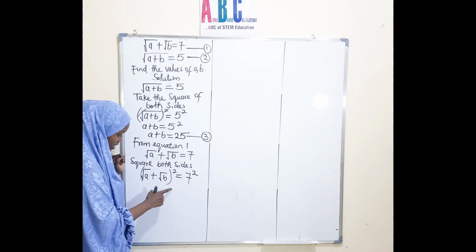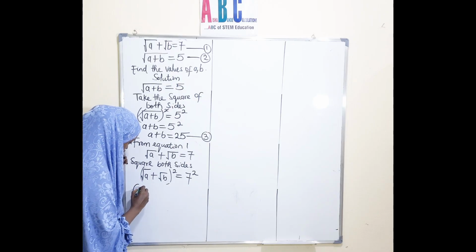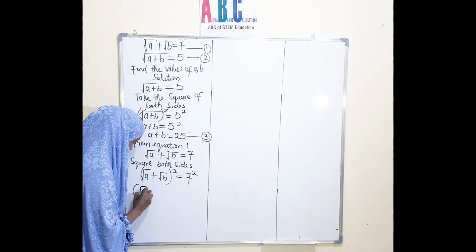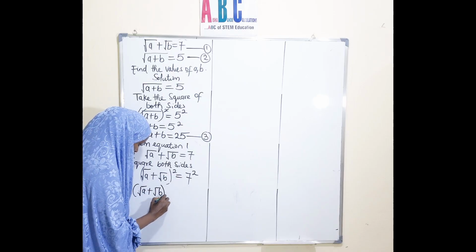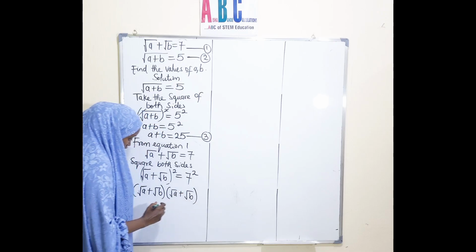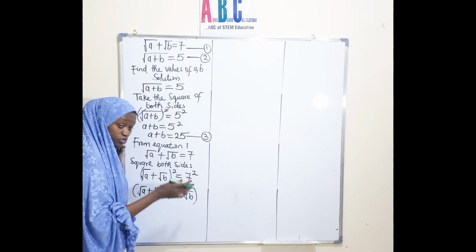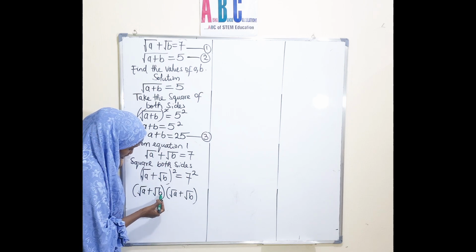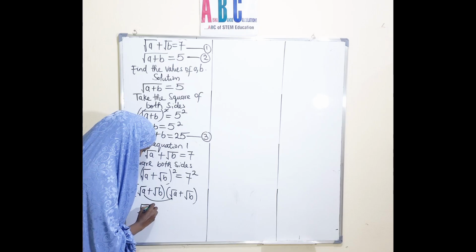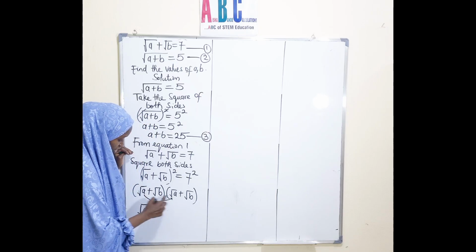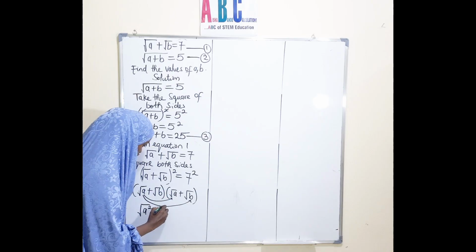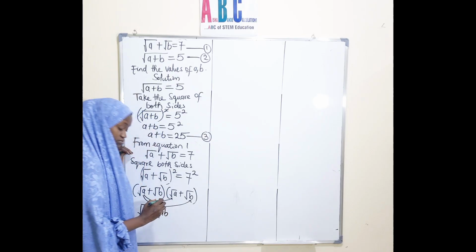Now let's expand this bracket. Square root of a plus square root of b squared means square root of a plus square root of b, times square root of a plus square root of b. Now let's simplify this. Let's open up the bracket. Square root of a times square root of a, this will give us square root of a squared, plus square root of a times the next term, which is square root of b, so square root ab, right?